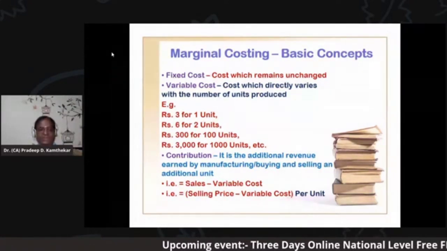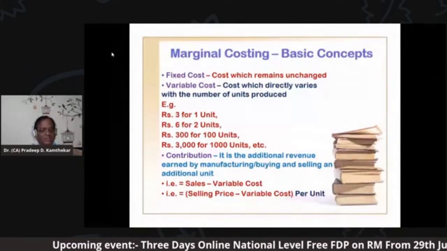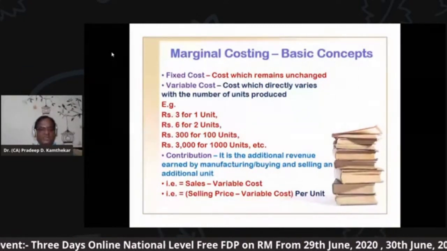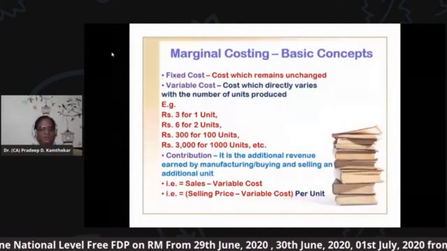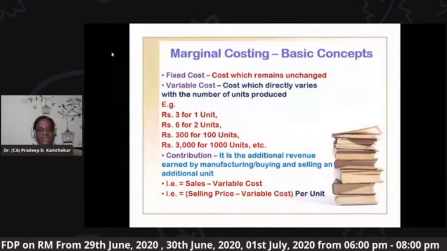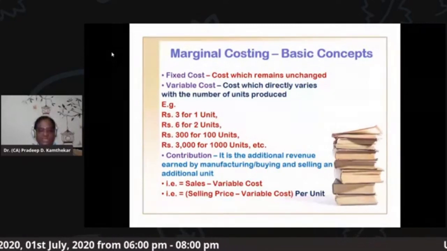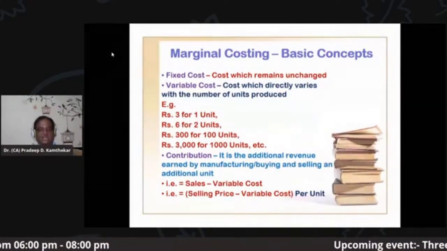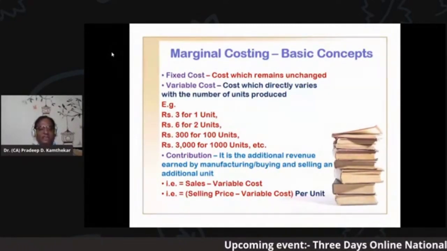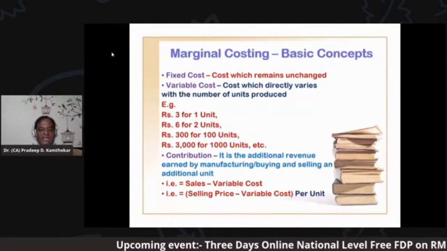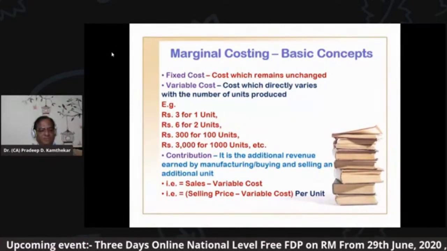But in the same factory, there is a factory watchman. Now, factory watchman salary is say 20,000 per month. So that 20,000 rupees salary paid to the factory watchman will not change whether you manufacture one shirt in the factory or 100 shirts in the factory or 1000 shirts in the factory. That 20,000 rupees salary of the factory watchman will not change.